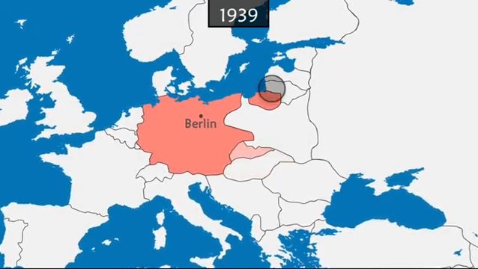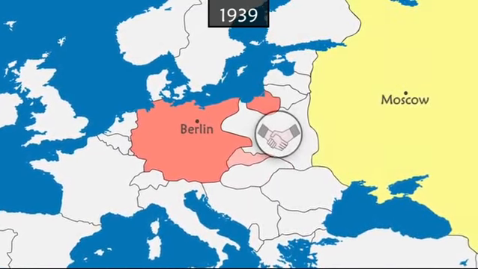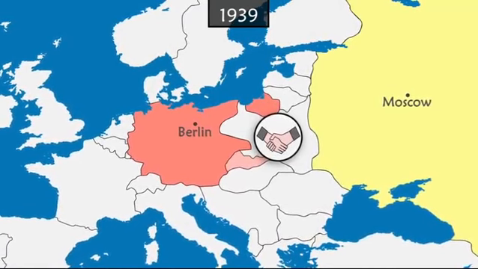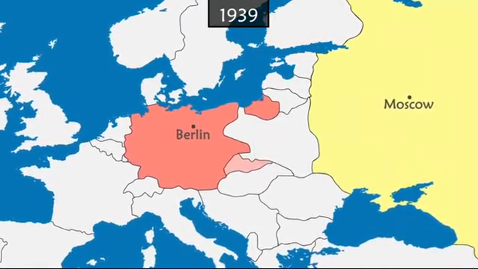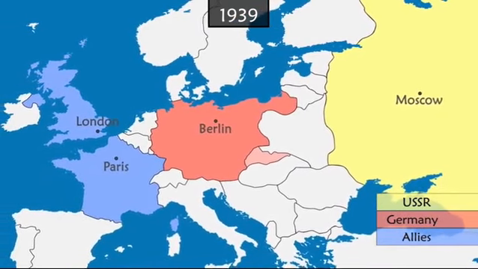After the occupation of a part of Lithuania, Germany signs with the USSR a non-aggression pact and a plan to carve up Europe. It then attacks Poland, which provokes the United Kingdom and France to declare war, marking the beginning of World War II.